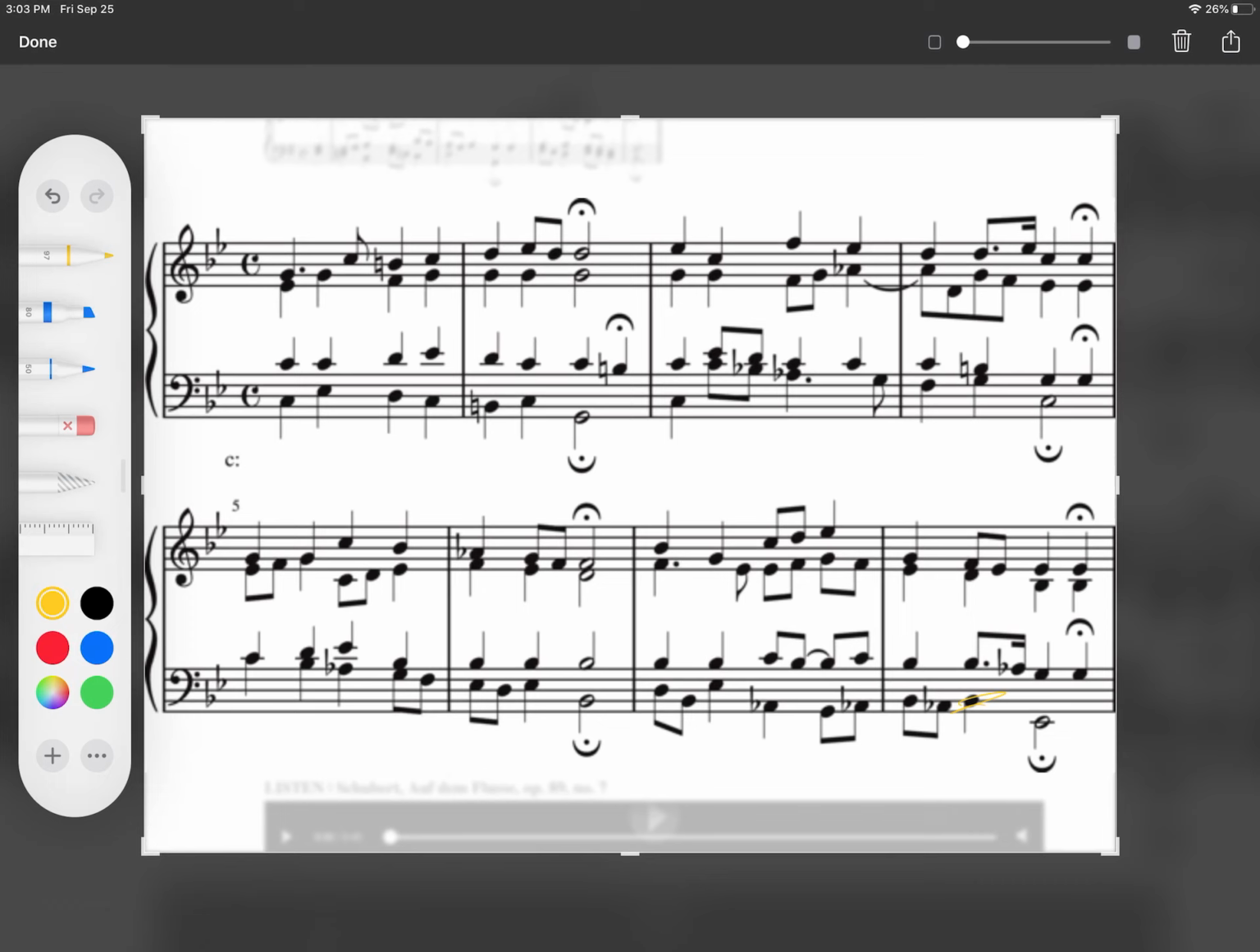Well, we know we start in C minor, and here it looks pretty clearly like we have a cadence in E flat major. It'll be important for you to be able to find cadences quickly here. Perfect authentic cadence in E flat major. Okay, we have a 1, 6, 4, 5, 1, right?